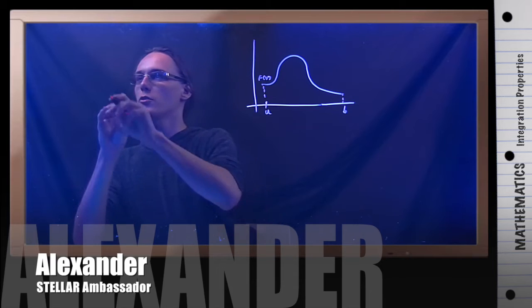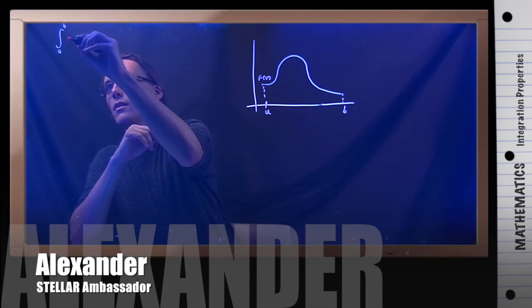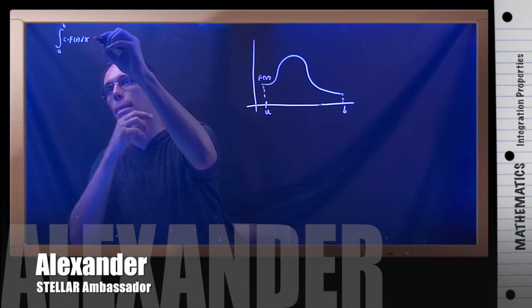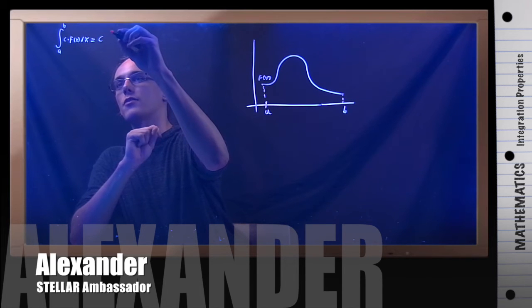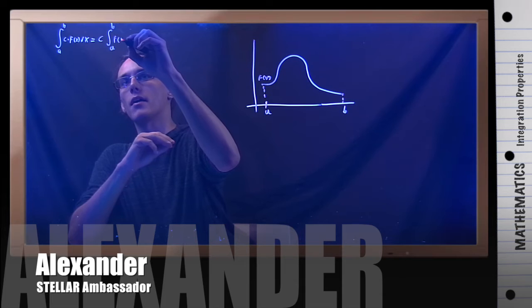So the first property, and probably the most straightforward, is that if I've got the integral from A to B of a constant times my function f of x, then I can just pull that constant out front and do the constant times the integral from A to B of big F of x.